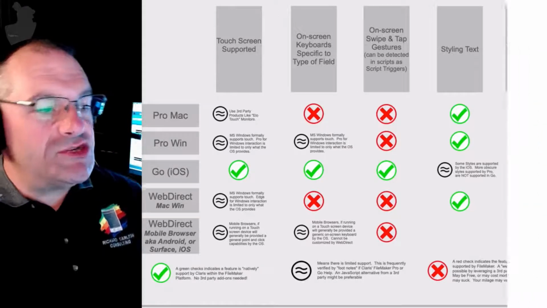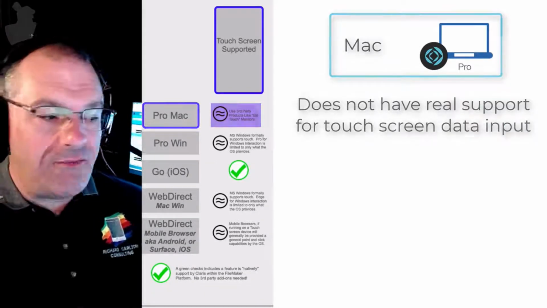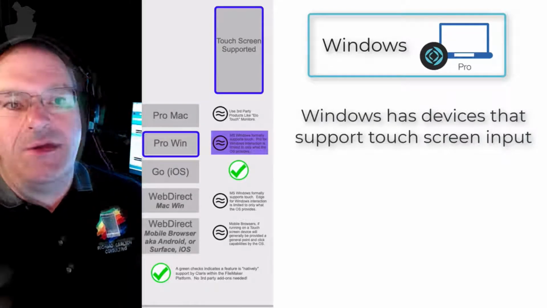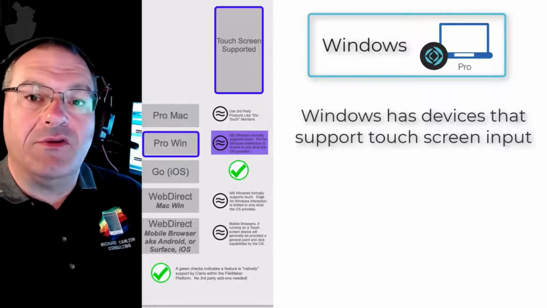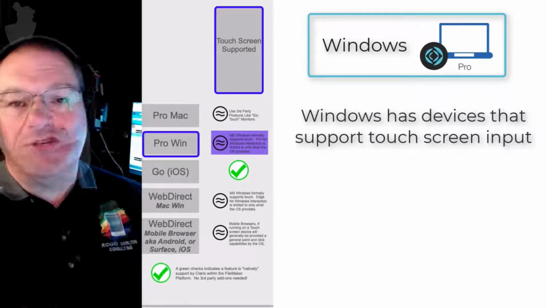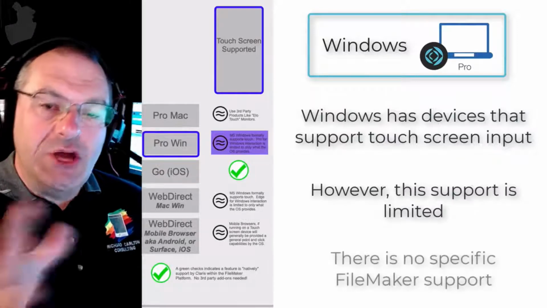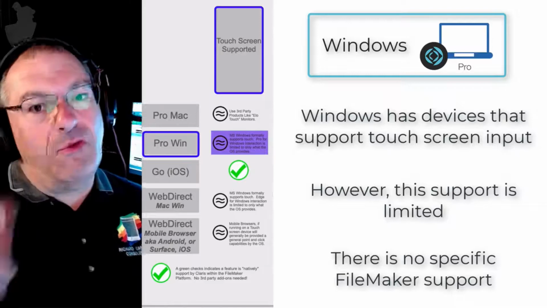And so in terms of touchscreen support, there is no real touchscreen support on the Macintosh platform. Now, Windows does support some touchscreens because there's a bunch of Dells and HPs and things like that that have touchscreen models, laptops, etc. So the Windows operating system does support that to a limited degree, but there's no specific FileMaker support for it. So it's mostly supported.